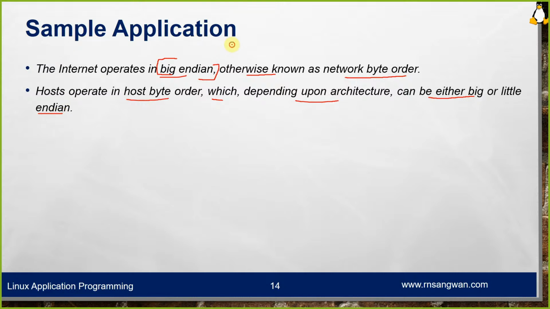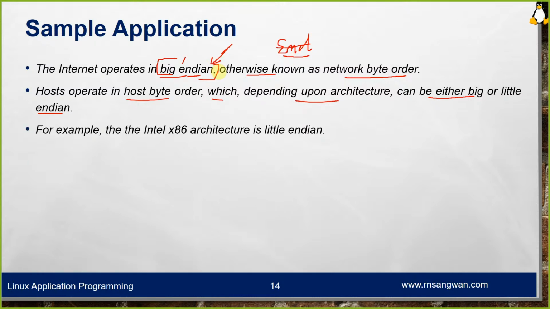Earlier I used to get confused when this word came to me for the first time, around 20 years back. I used to think it was a typo, that it should be Indian. But then I realized no, it ends with "end". So this endian comes from the word end. How is it ending? What is the order actually? Little endian and big endian. For example, the Intel x86 architecture is little endian.